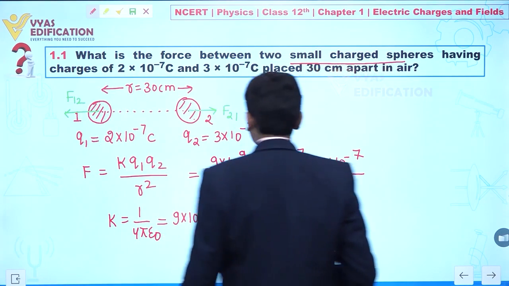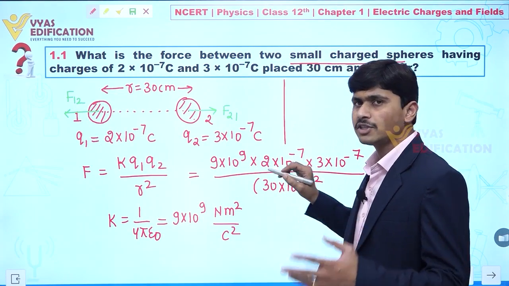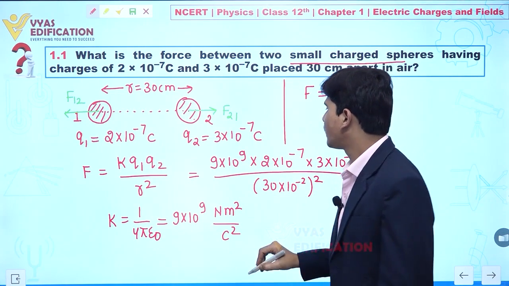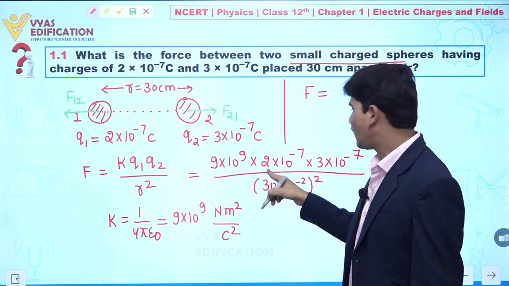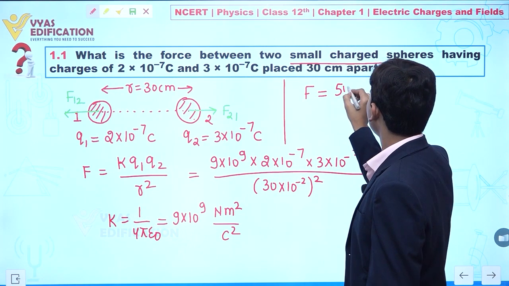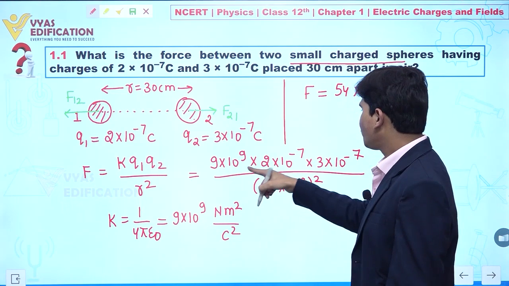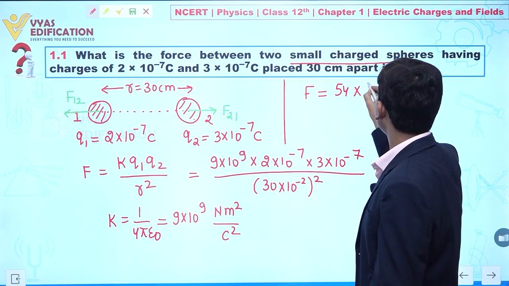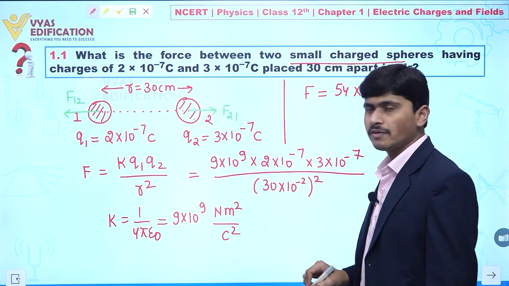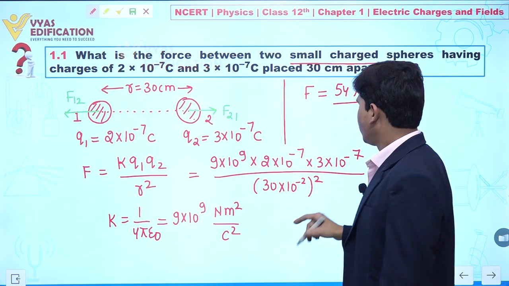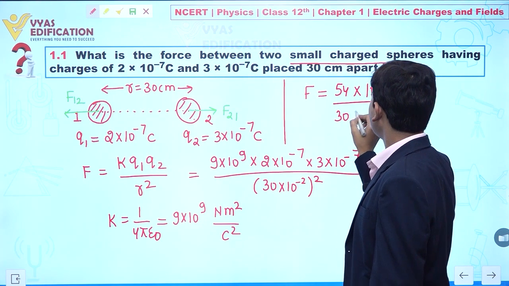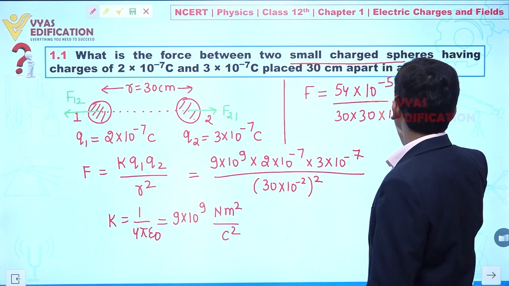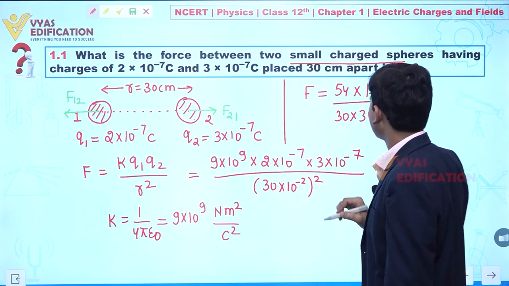From here you can calculate the value of the electrostatic force acting between the two charges. So F is given by: 9 multiply 2 we have 18, 18 multiply 3 we have 54, clear? Multiply 10 to the power 9, 10 to the power minus 7 and 10 to the power minus 7 we have 10 to the power minus 5, clear to everyone? And this is divided by 30 into 30 into 10 to the power minus 4, clear? Now we can say this is 10 to the power minus 1, clear?